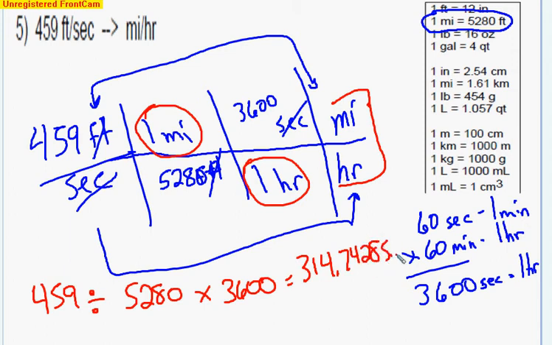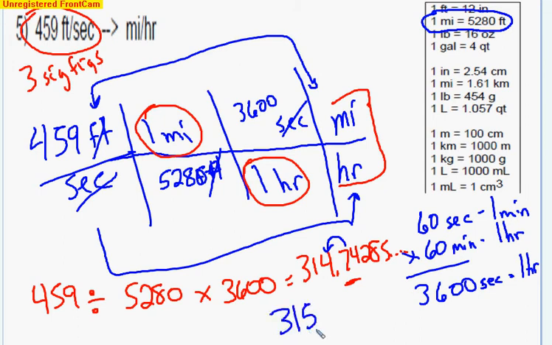Once again, we go back to the original problem. We have 3 sig figs here. So 3 sig figs means it's going to be the 314. We look at that 7. That 7 tells me to round up the 4. So it makes my answer 315 miles per hour.